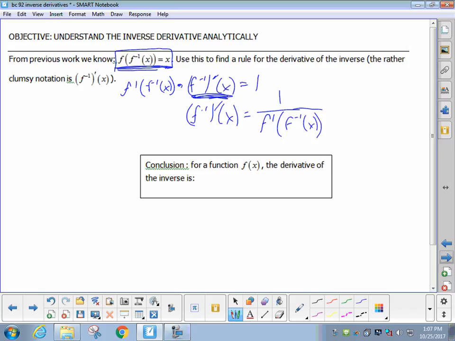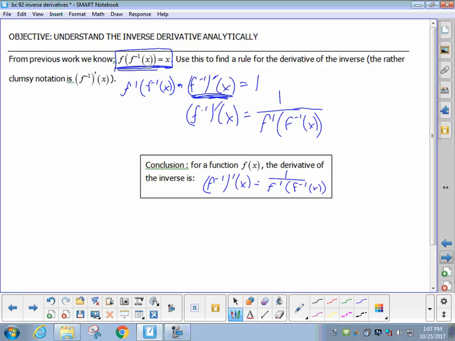And that's what we said on the previous side. It's the reciprocal of the normal derivative, but at an inverse point instead of a normal point. That is my intention in what goes here. The derivative of the inverse is this. The more you write it, the more you remember it.